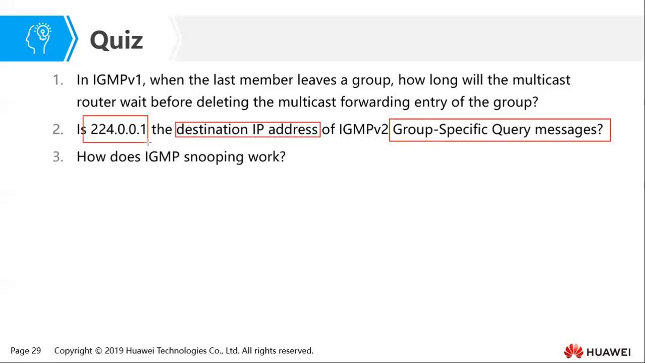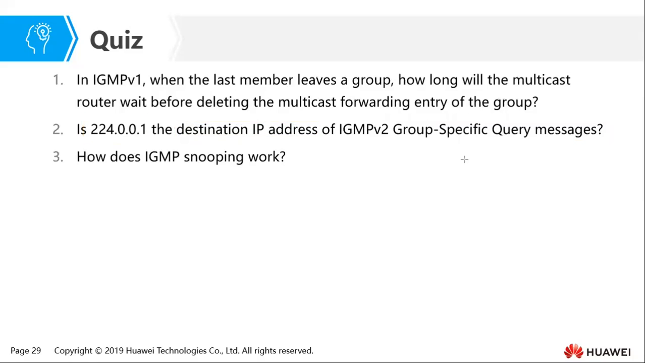for the very first query message that the router sends to the host. Okay, so the last question, how does IGMP snooping work? Anyone who can give us a summary?